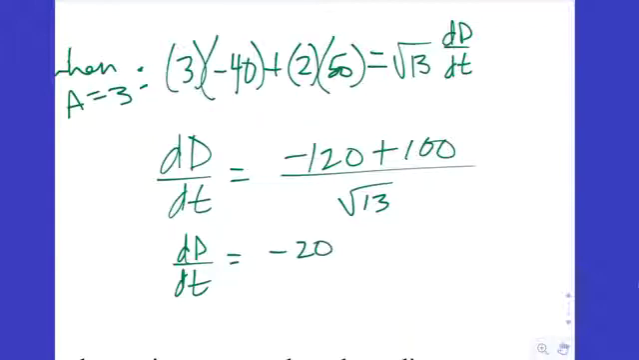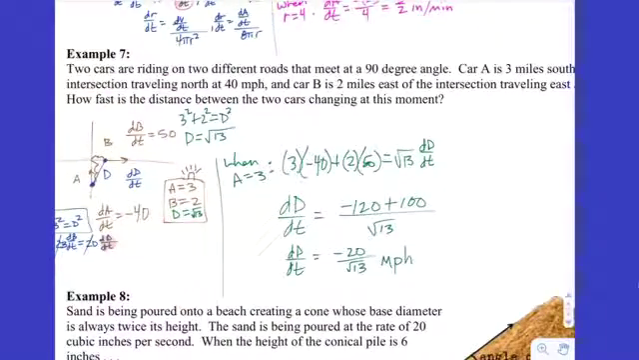You get negative 20 over the square root of 13, and now the units are units of distance per time, which would be miles per hour. So if you want to do miles divided by hours, that's fine. You can also do the Americanized MPH, which is fine. So the distance between them is actually what? Decreasing, yeah. So the sentence would be, when car A is 3 miles south of the intersection, comma, the distance between car A and B is decreasing by 20 over the square root of 13 miles per hour.